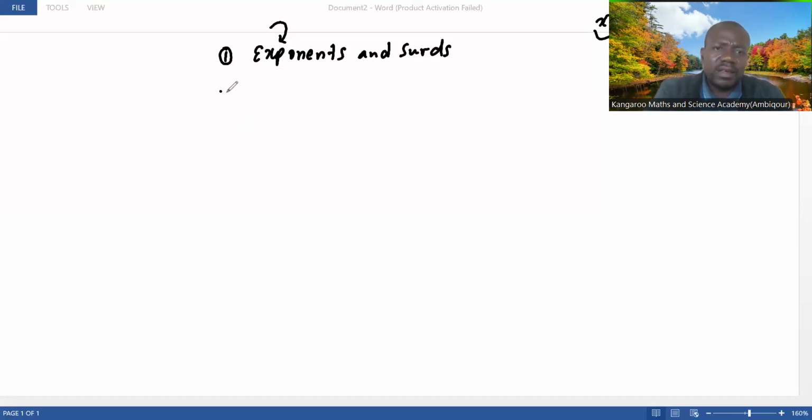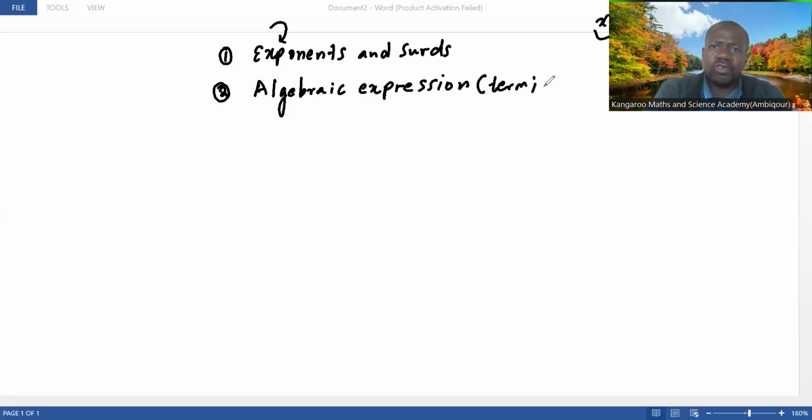Then secondly is the issue of understanding algebraic expressions. This is grade 10 work actually, but it started from grade 9, where we learned how to identify a term, how to identify a variable, how to identify a coefficient, and a constant in an expression. Very important.